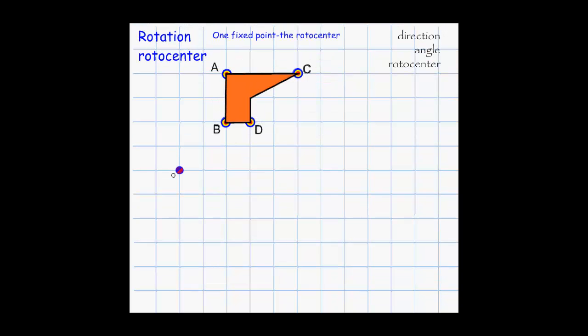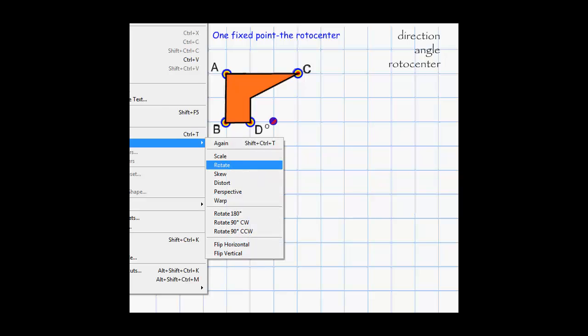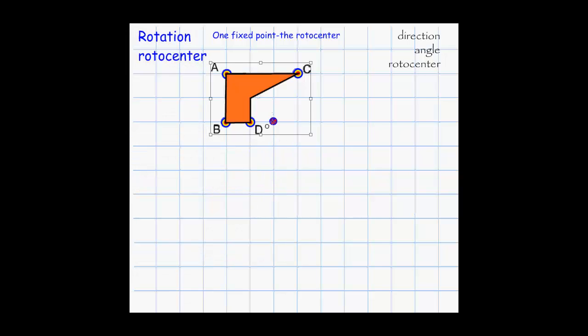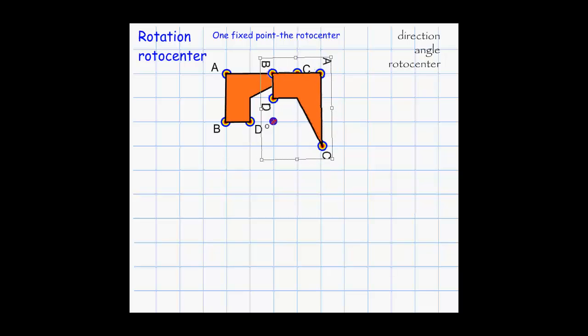We can use a different rotocenter. Let's move the rotocenter over to here and try the same thing again. Going to move that rotocenter to be at O right there. And I can rotate it again 90 degrees, but you can see that the rotation of 90 degrees now with a different rotocenter gives you a different picture. There's your rotation of 90 degrees, and that's where that would be.